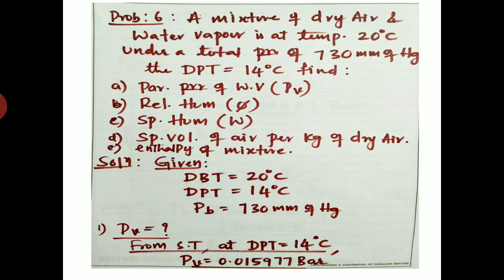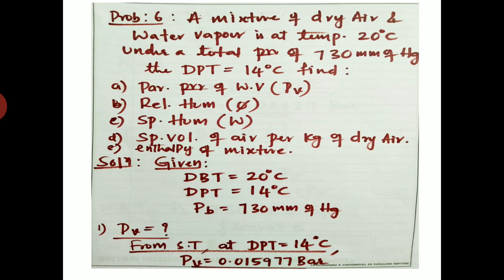Now let us move on to the next problem, problem number 6. A mixture of dry air and water vapor is at a temperature of 20 degrees Celsius under a total pressure. He has given total pressure as 730 mm of Hg. Previously we assumed 1.013 bar, but here he has given pressure as 730 mm of Hg, so we need to convert this 730 mm of Hg to bar. We'll see how exactly we can convert that.